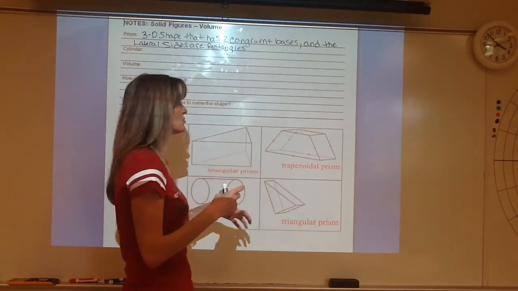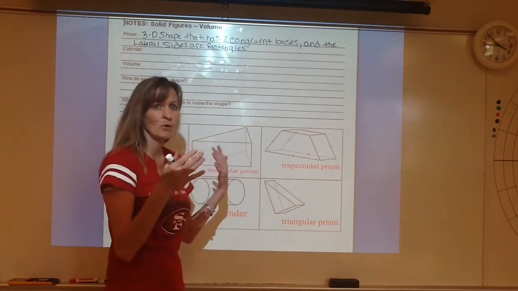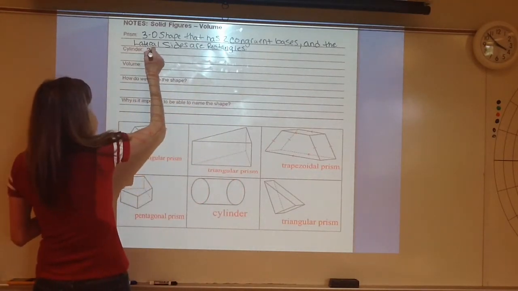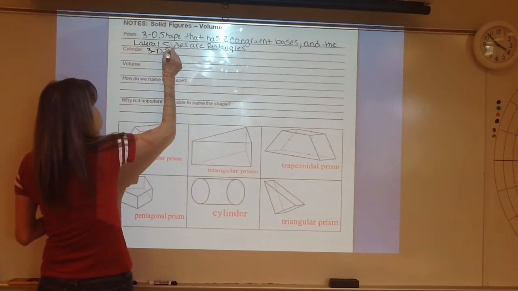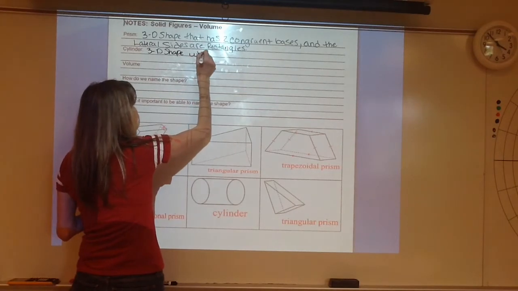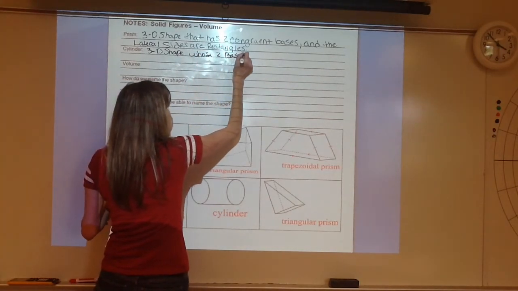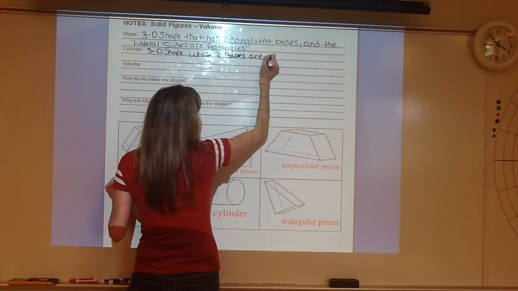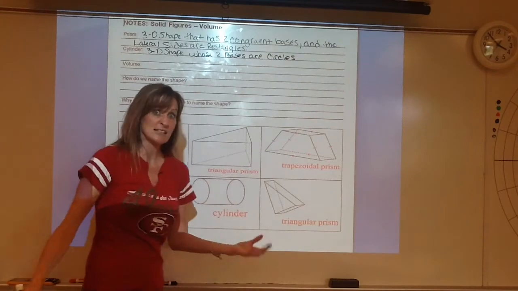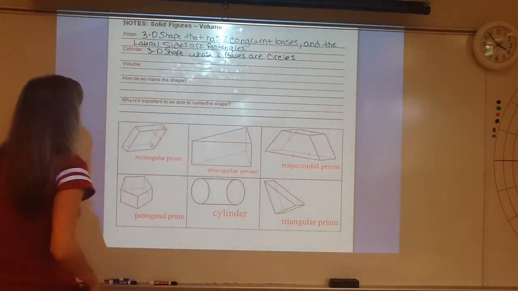Now those rectangles, two of each pair of them will be congruent. A cylinder is a three-dimensional shape whose two bases are circles. So like a can of soup, its top and bottom is a circle, and so that's a cylinder.